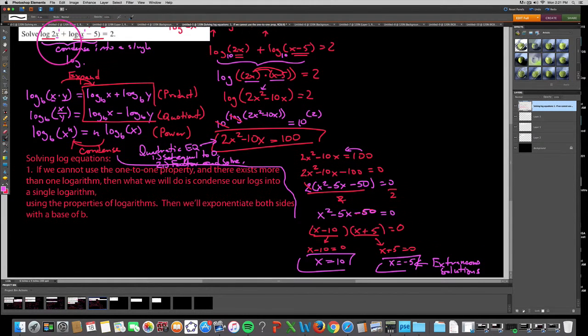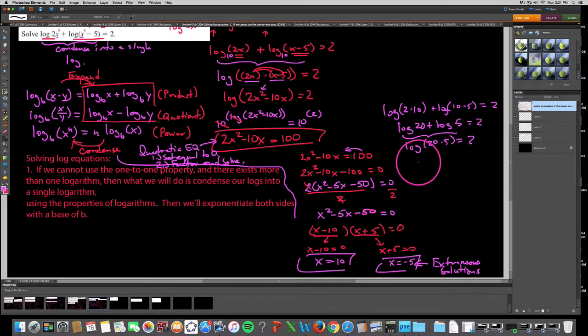So what we would do necessarily is check out our solutions here and see if they work. On the left side here, if we were to check out the 10 first, we have the log of 2 times 10 plus the log of 10 minus 5 equals 2. I just want to show you this here. I'm going to do some manipulation. We get the log of 20 plus the log of 10 minus 5, which is 5, equals 2. Because I know that I can condense these, I get the log of 20 times 5 equals 2. That is to say, the log of 100 equals 2. And I know this is a fact because 10 to the second power equals 100.